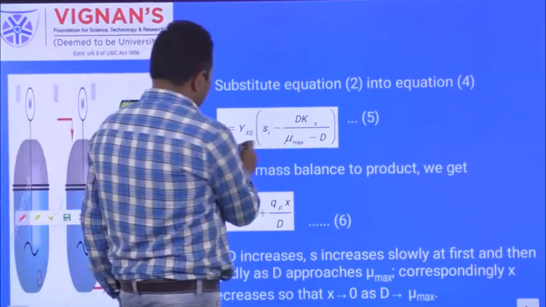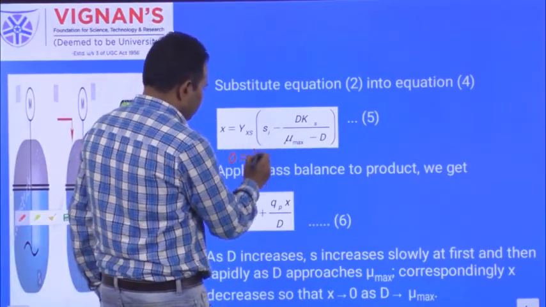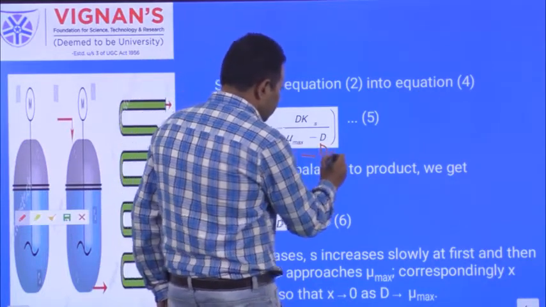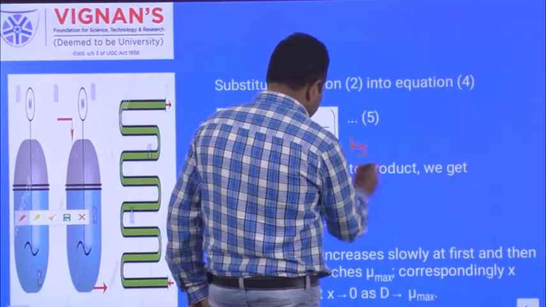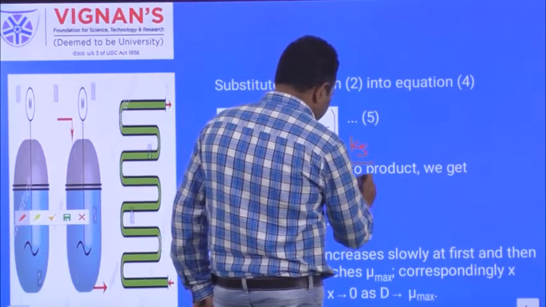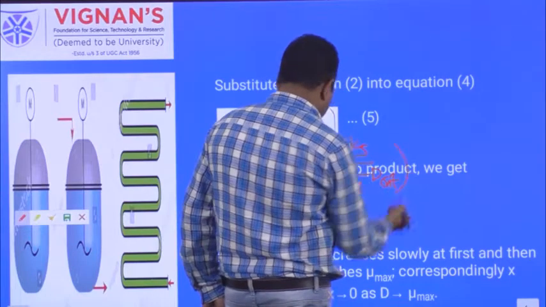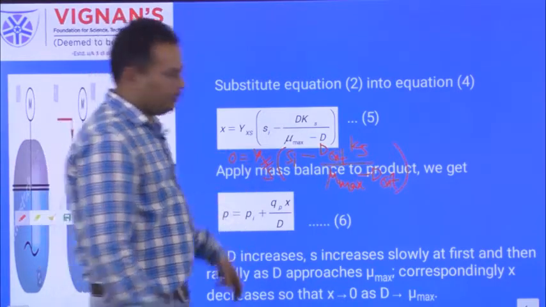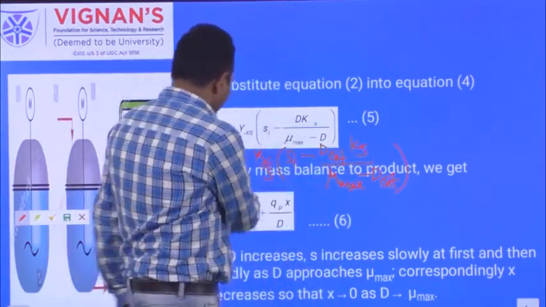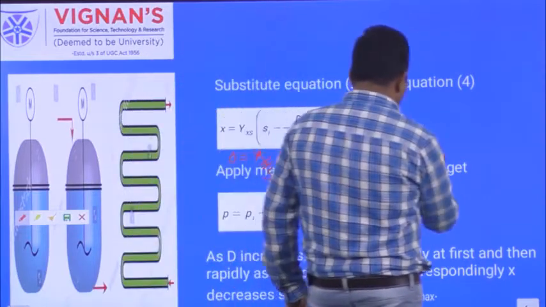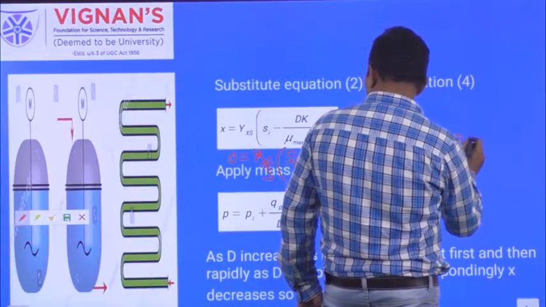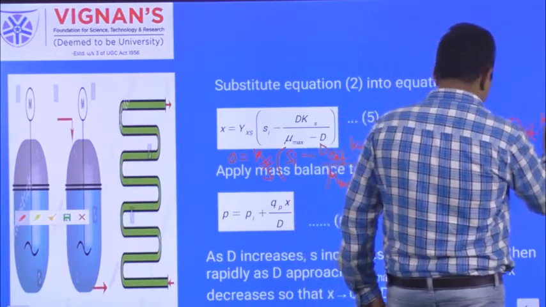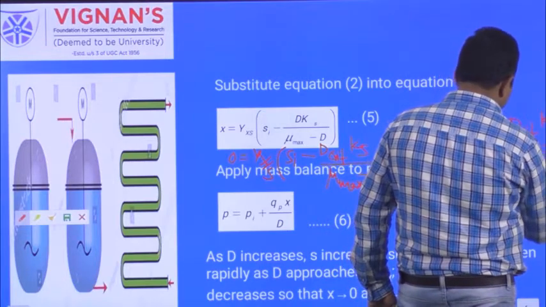Okay. In equation 5, put X equal to 0, with Yx/S and Si minus D becoming D critical into Ks by mu max minus D critical. So from this one you can write this as Si. Take Yx/S to the left-hand side: 0 is equal to Si minus D critical into Ks by mu max minus D critical.